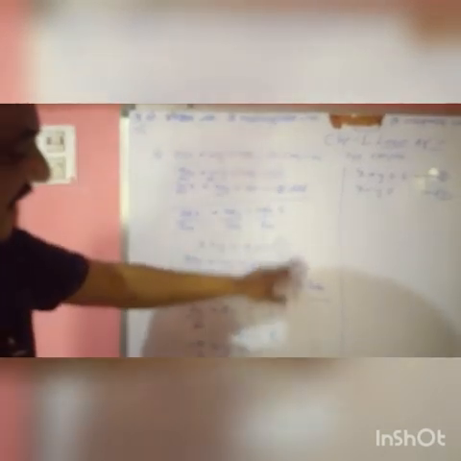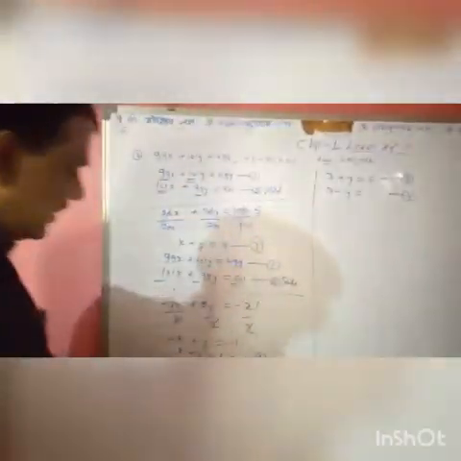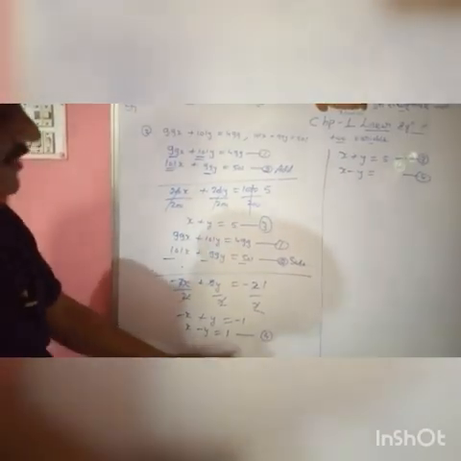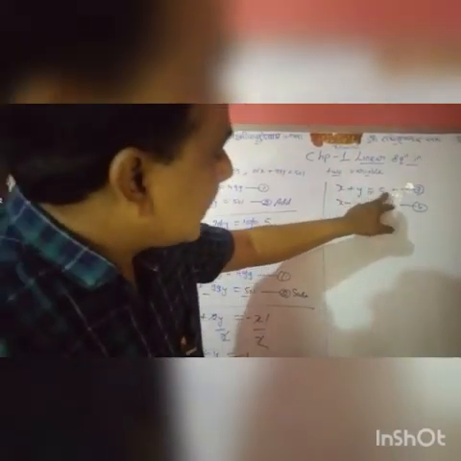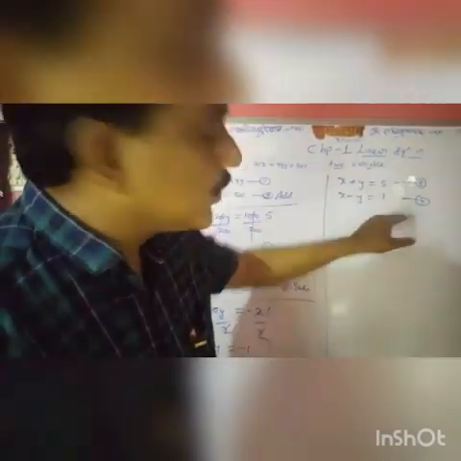Compare equation 3 and 4. Equation 3 is x plus y is equal to 5. Equation 4 is x minus y is equal to 1. In the first video, I explained this. See, x plus y is equal to 5, x minus y is equal to 1.